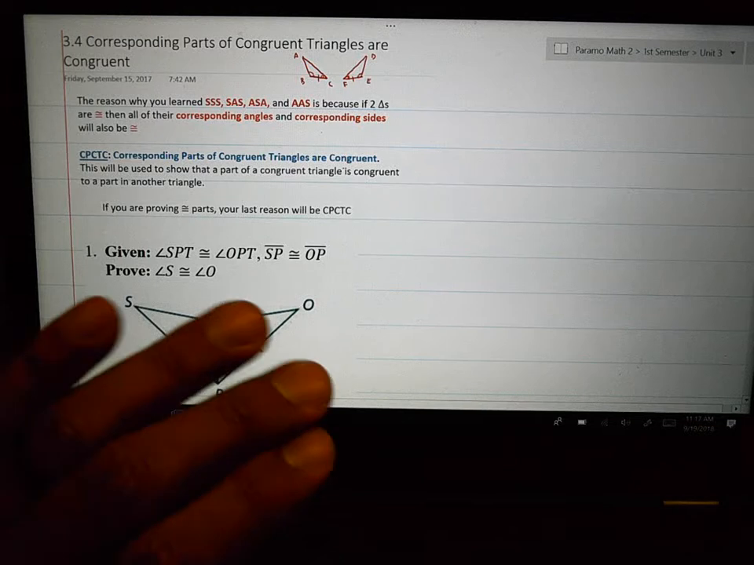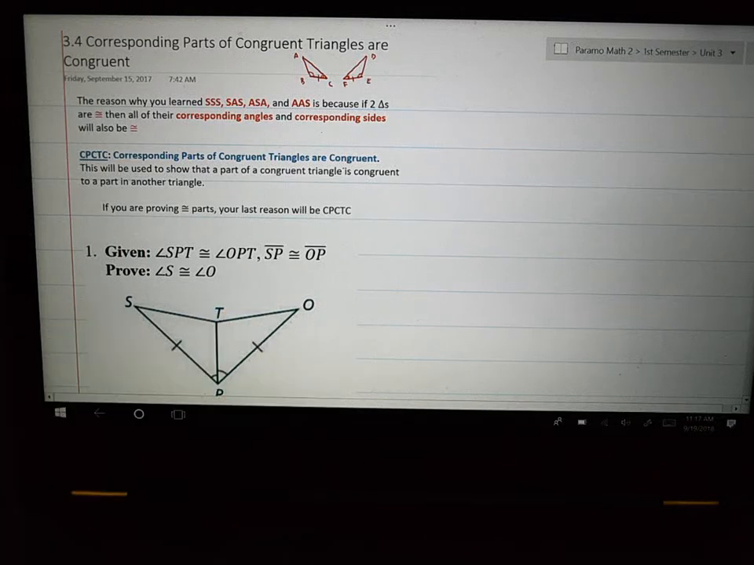I'm going to give you one last tidbit of information before we start. If you don't have one, just hang on a little bit. I'll find you one in a second, okay?